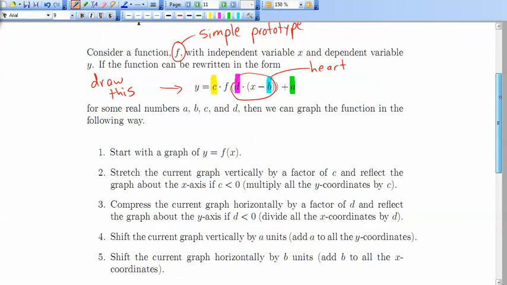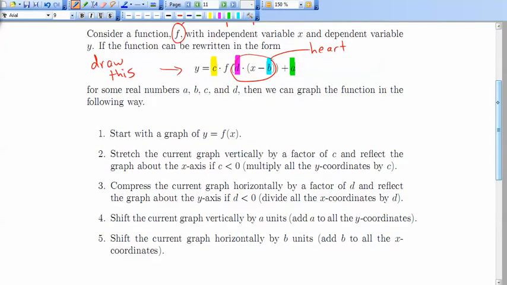Now, we think of the effects that each of these parameters has. Our c, what it's going to do, it's going to stretch the graph vertically by a factor of whatever c is. If c happens to be negative, it'll also reflect it about the x-axis. What's really happening here is all the y-coordinates of every point on the graph are going to get multiplied by c. After that, we're going to take a look at what our d value is. What's the multiplier inside the heart of the function? And we will compress the graph horizontally by a factor of d. If d happens to be negative, we'll reflect our graph about the y-axis. Essentially what we're doing is dividing all of the x-coordinates by d.